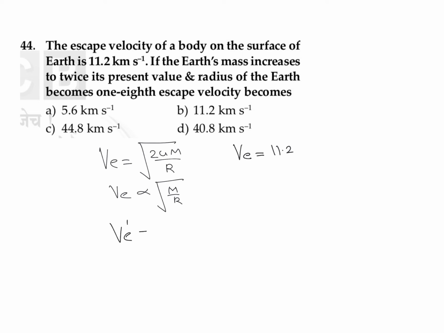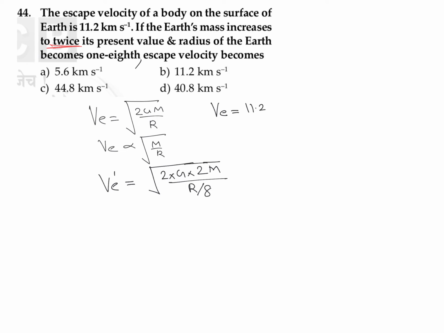Now the escape velocity, let's say escape velocity dash, becomes equal to the square root of 2 into G into, instead of mass M, we need to write the mass increased by 2 times, as mentioned in the question. So instead of M, we write 2M. And the radius of Earth becomes 1/8, that means the radius is decreased to R by 8. The initial value was R, now we need to decrease it by 8 times.